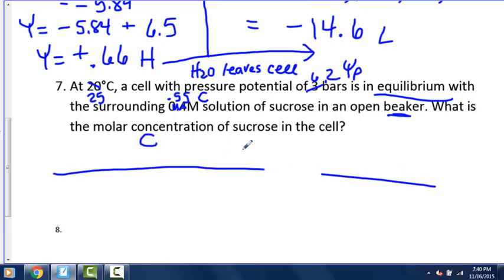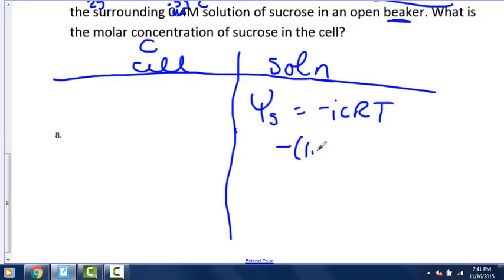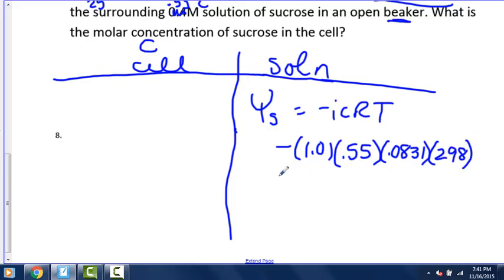So again, I'm going to set up my little T here, and I'm going to go cell and solution. All right. Again, I told you I like to do the solutions first because they're a little simpler. Negative iCRT. So I put negative 1.0. I changed that C to 0.55 and then 0.0831, and 25 plus 273 would be 298. And then I punch all this into my calculator, and I get negative 13.6. So that's the value for my solution.